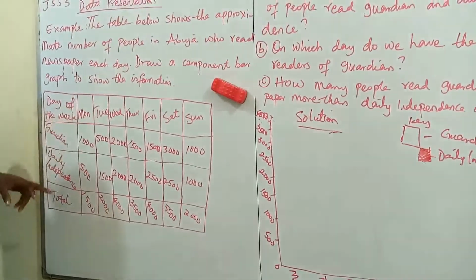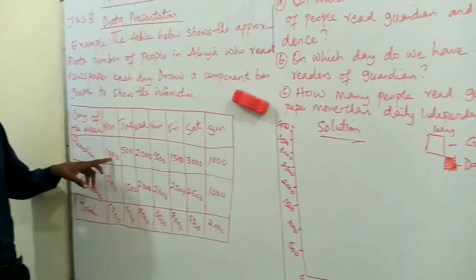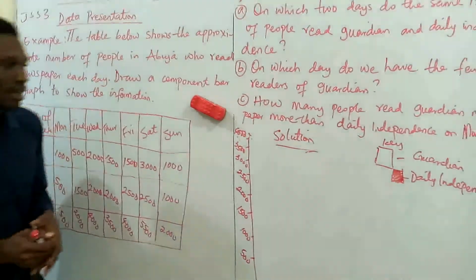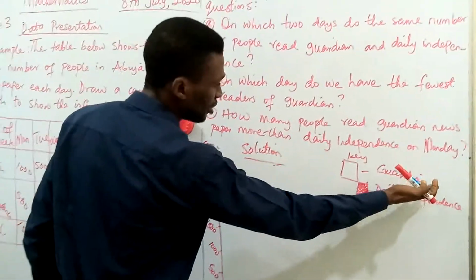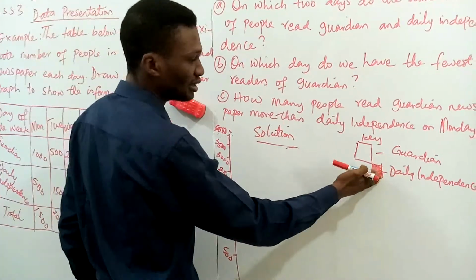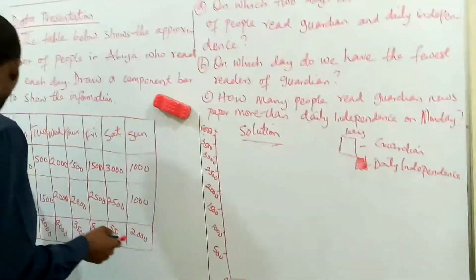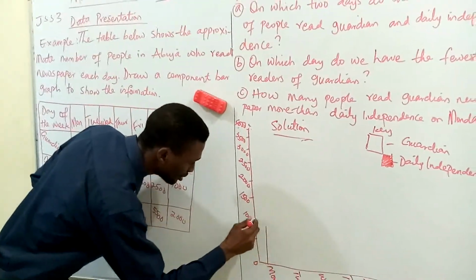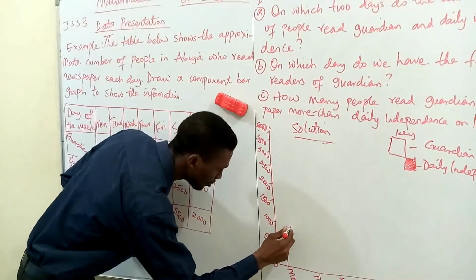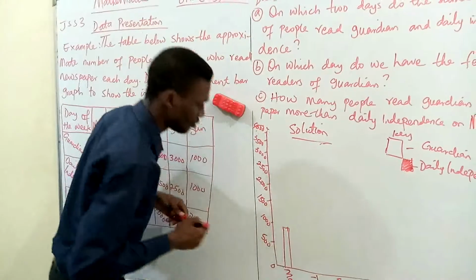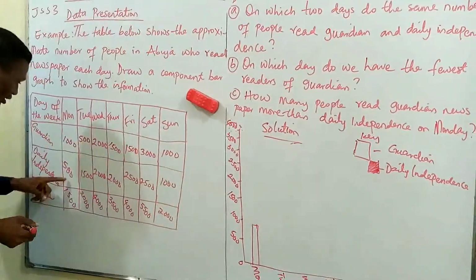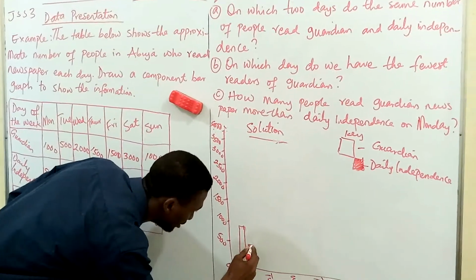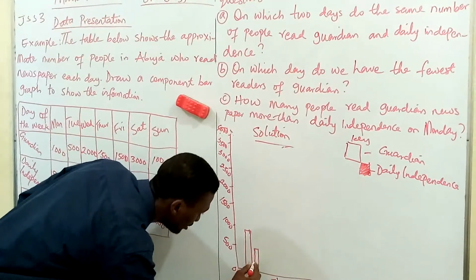Now for Monday, we have 1,000 readers of Guardian newspaper and 500 readers of Daily Independent newspaper. We use the unshaded box to represent the Guardian readers and the shaded box to represent the Daily Independent readers. So we have a bar up to 1,000 for Guardian on Monday. Then we have 500 for Daily Independent.